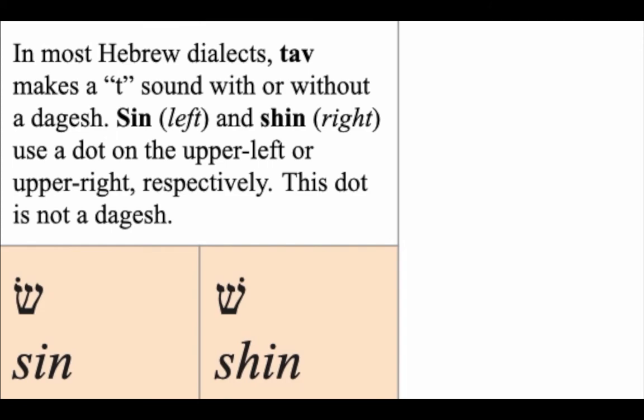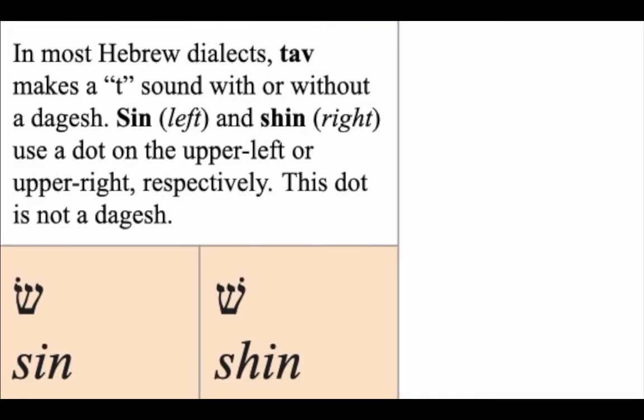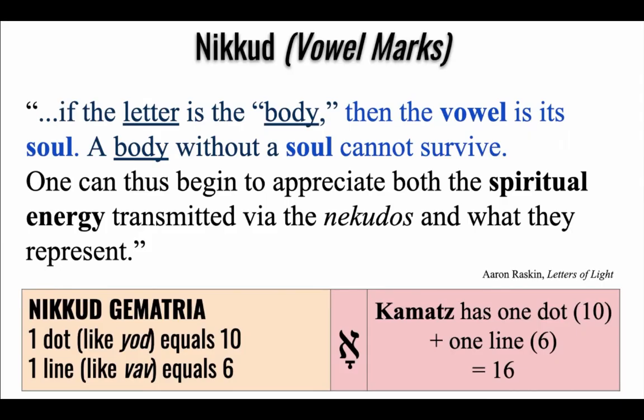And then you have Sin, which is on the left, and Shin on the right. They're not technically Dageshes because they don't change a fricative into a stop. S and sh in Sin and Shin are both fricatives. Now you have the Nikkud or the Vowel Marks, and these are for people who, if you see just plain consonants in a Hebrew sentence, it will be hard to read if you don't know how to pronounce the words at sight.